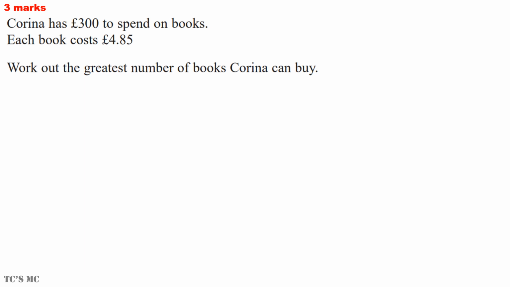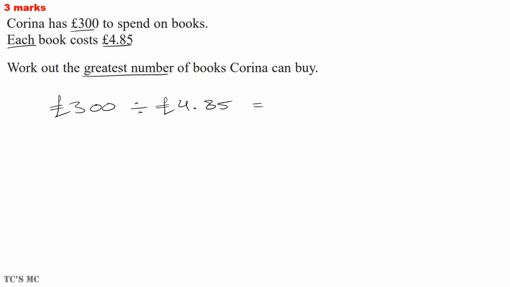Karina has £300 to spend on books. Each book costs £4.85. Work out the greatest number of books Karina can buy. We need to do £300 divided by £4.85.